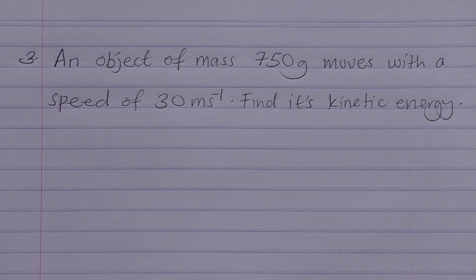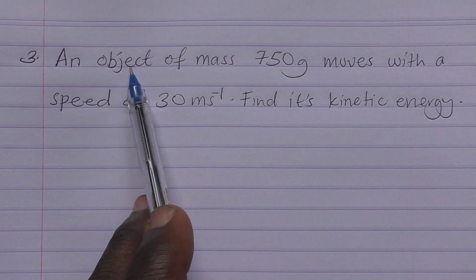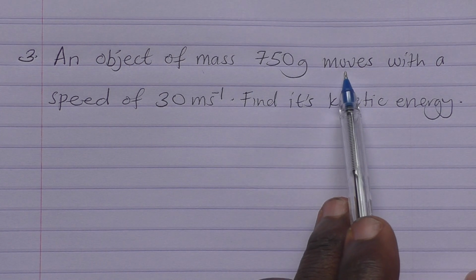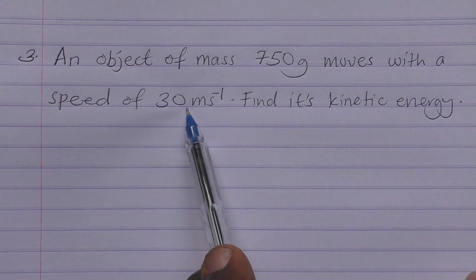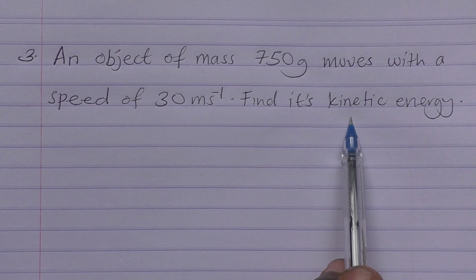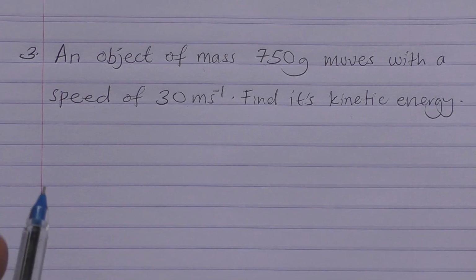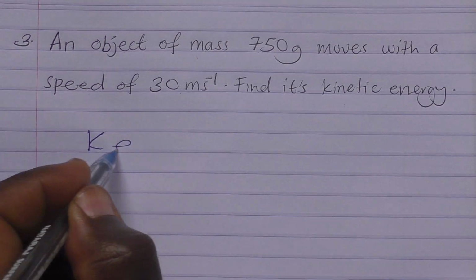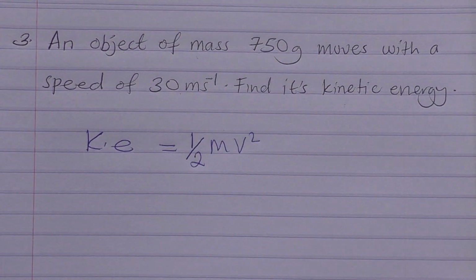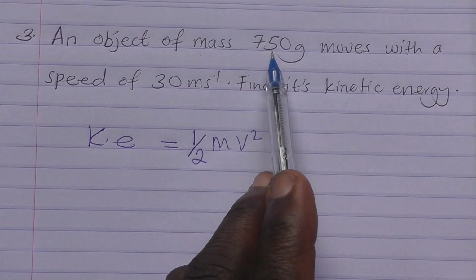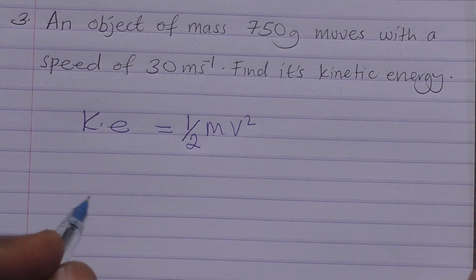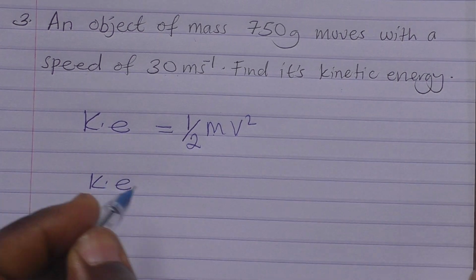In our third example, we are told that an object of mass 750 grams moves with a speed of 30 meters per second. And therefore, they want us to find the kinetic energy of the body. But don't forget that kinetic energy is given by a half mv squared, where m is the mass and v is the velocity or speed.